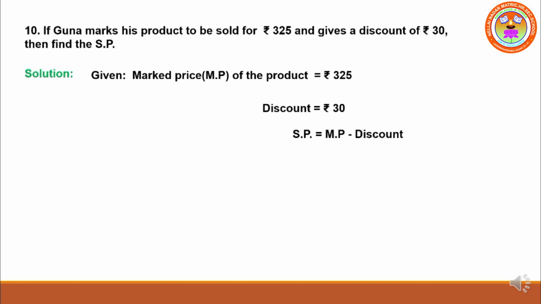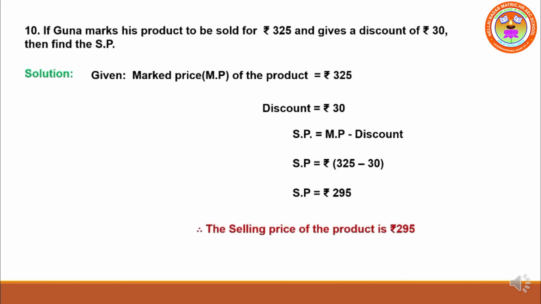Now we are going to substitute the values of MP and discount. That is 325 minus 30. Yes. On subtracting these two values, I can get the value of SP as 295 rupees. So, what is the selling price? Therefore, the selling price of the product is 295 rupees. Okay, children?